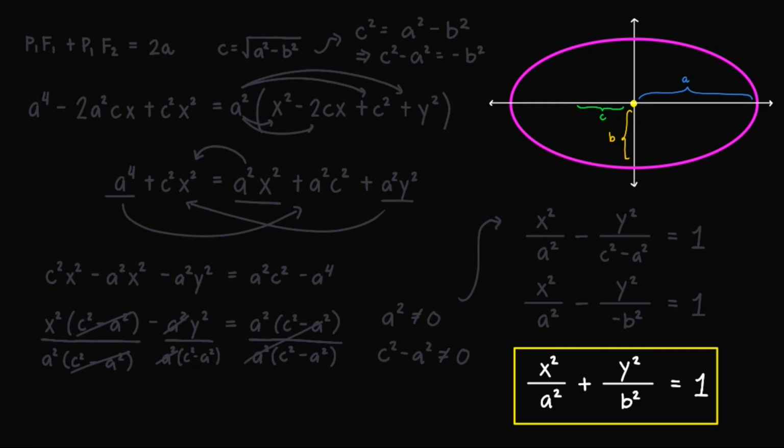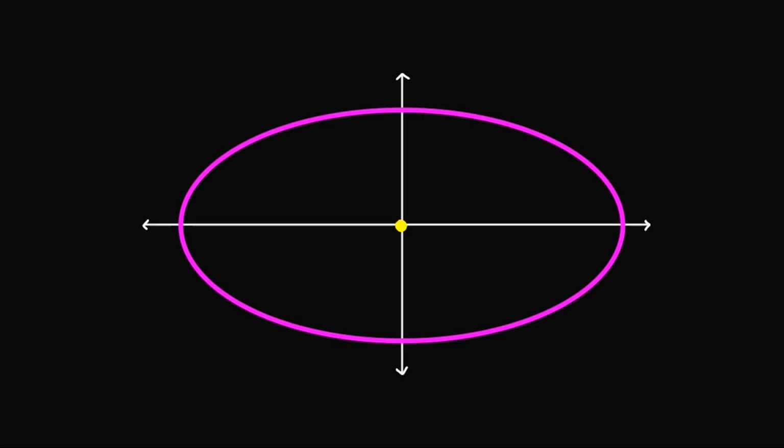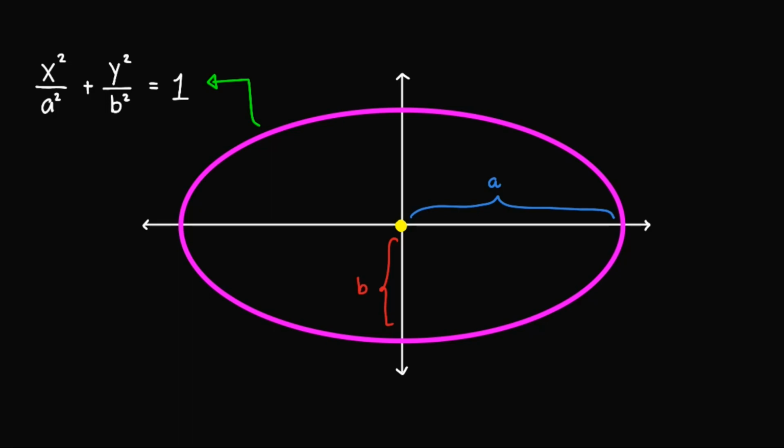So to summarize, given an ellipse centered at the origin, and given its semi-major axis and semi-minor axis lengths, the equation of this one is simply given by x squared over a squared plus y squared over b squared equals 1. So take note of this one, but take note that this only applies to a horizontally oriented ellipse centered at the origin, or at point (0, 0).